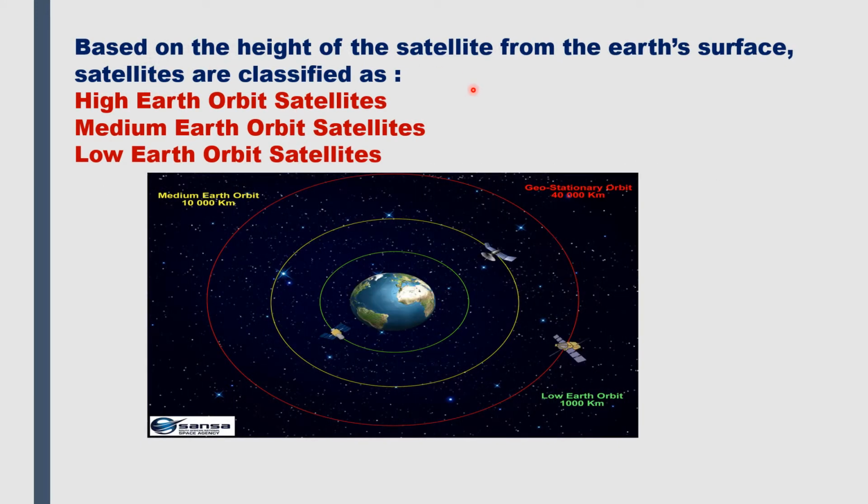Based on the height of the satellite from the Earth's surface, the satellites are classified as high Earth orbit satellites, medium Earth orbit satellites, and low Earth orbit satellites.